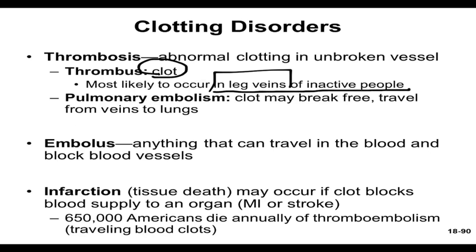And then that clot, the worst thing is that it can travel from the veins to the lungs and cause a pulmonary embolism, which can be a deadly situation. So an embolism would be anything that can travel in the blood and block the blood vessels. And if there is tissue damage involved, infarction, you can talk about a myocardial infarction or a stroke. Again, you've stopped blood flow going to the brain or to the heart. And cardiovascular disease, clotting, if you will, leading to a lack of blood to the heart or to the brain are major causes of death.